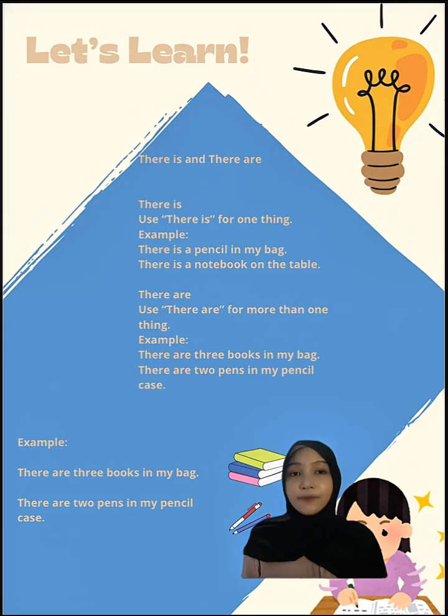So we move to main material. The main topic of this model is the use of there is and there are. Students learn that there is is used for one object, there are is used for more than one object. For example, there is a pencil in my bag. There are 3 books in my bag. So the explanation is simple and supported by examples that are relevant to students' daily experiences.